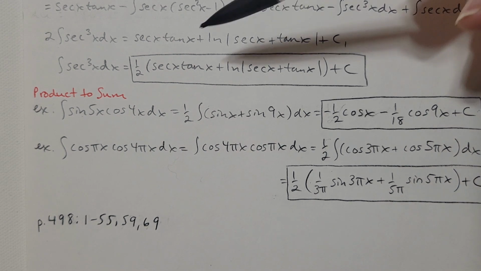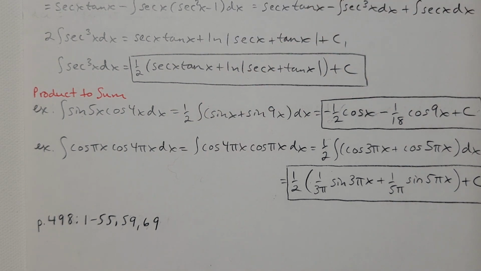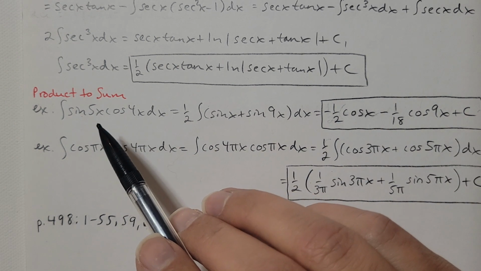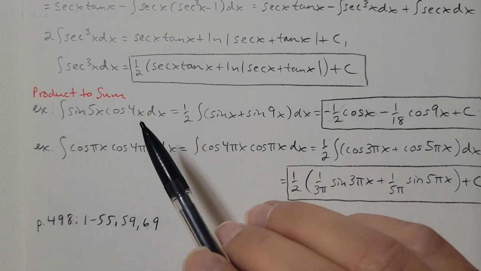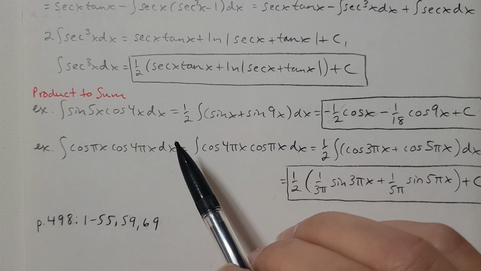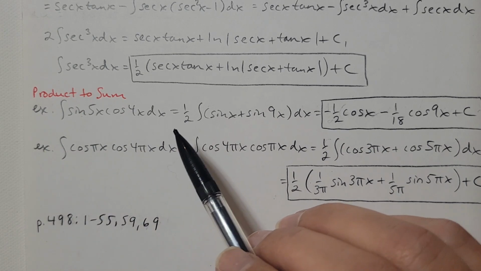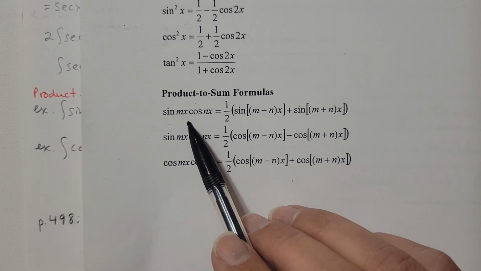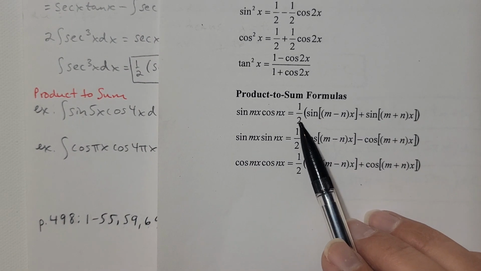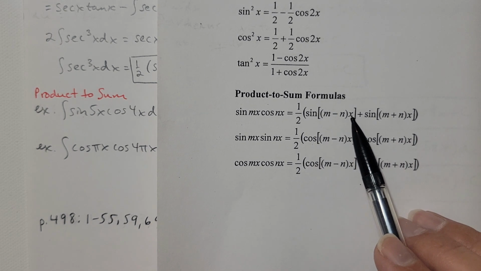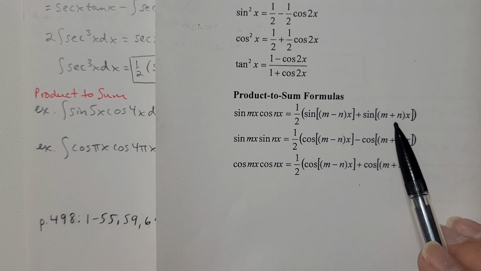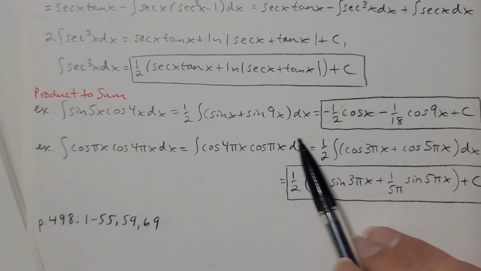So in this first example, suppose that we want to integrate sine of 5x times cosine of 4x dx. Now, by the way, I can't use any u substitution, because the angles don't match. One's got an angle of 5x, one's got an angle of 4x. But I'm going to use the product to sum formula, this first one here, where I've got 1/2 times sine of, I'm going to subtract the angles times x, and then plus sine of, I'm going to add the 2 angles times x.